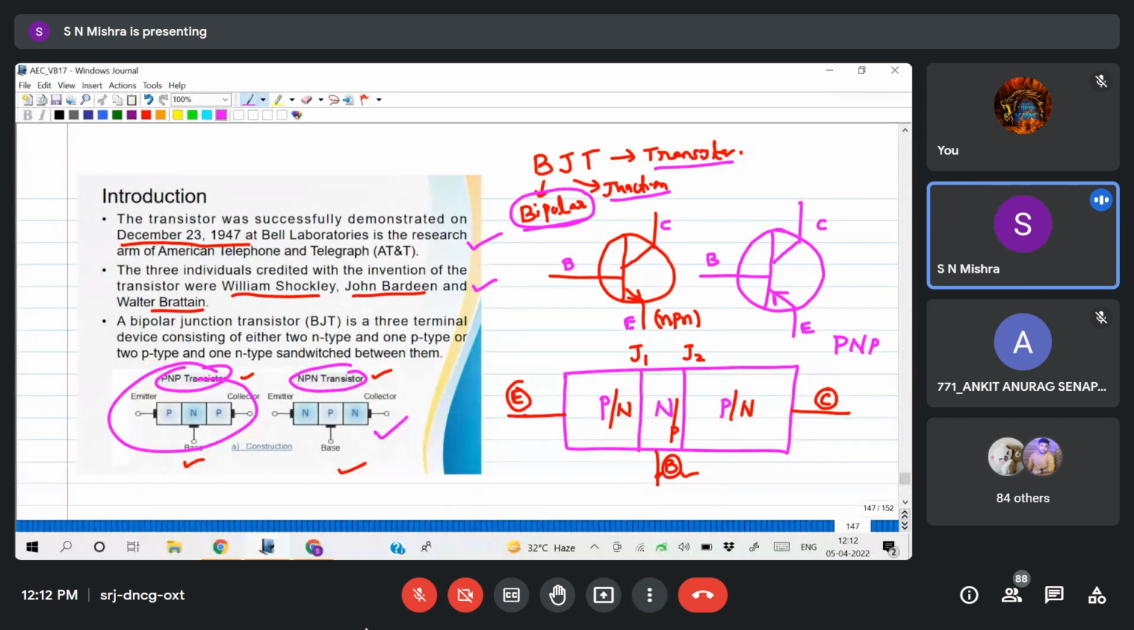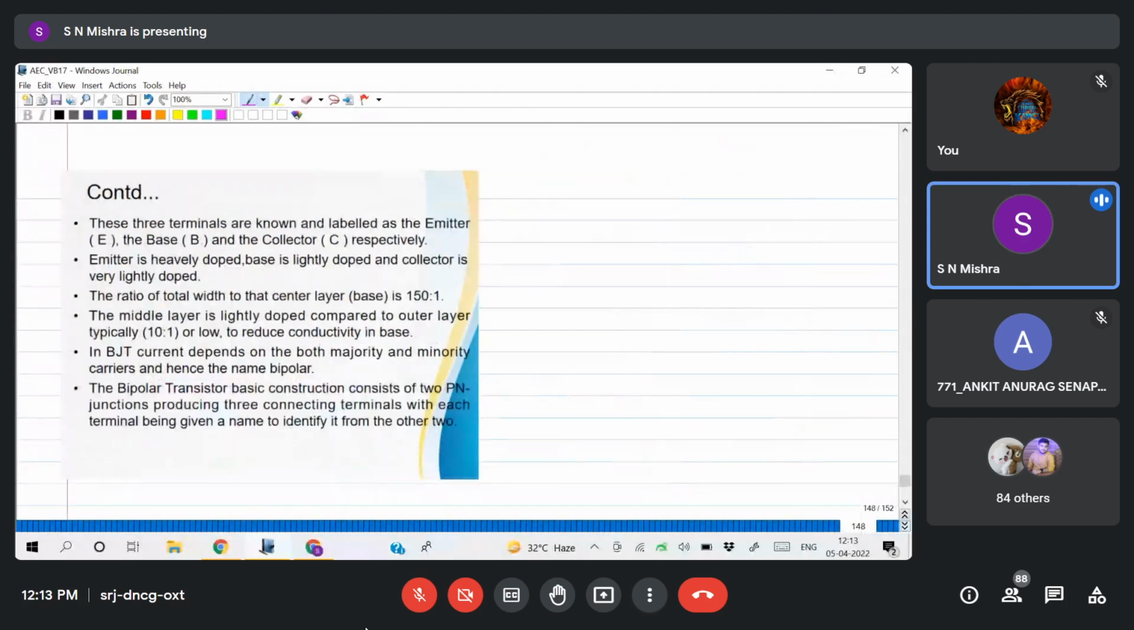One is due to majority carriers, one is due to minority carriers, or I can say the electron and hole both are responsible for current conduction in a transistor. So two types of charge carriers contribute to the current in a transistor, that's why it is called a bipolar junction transistor. So this is a short question you'll get.